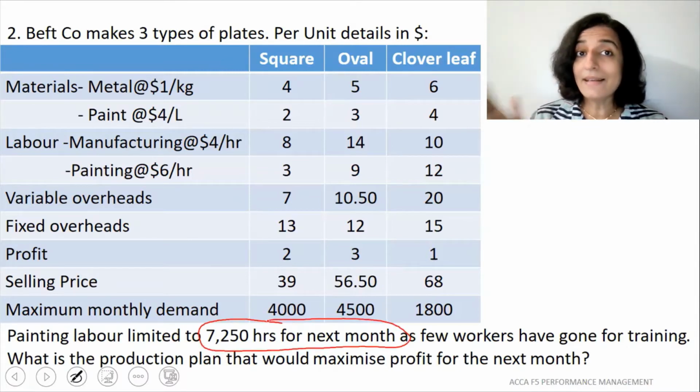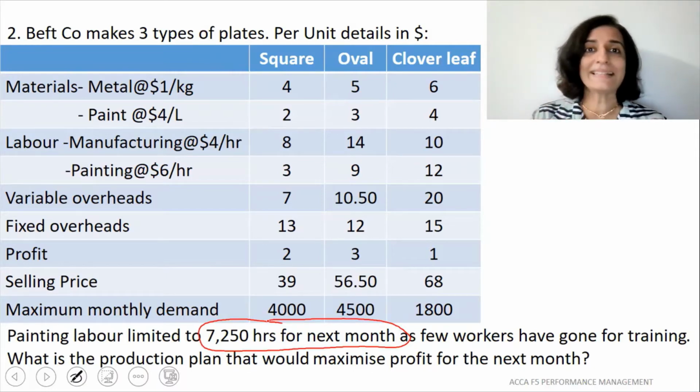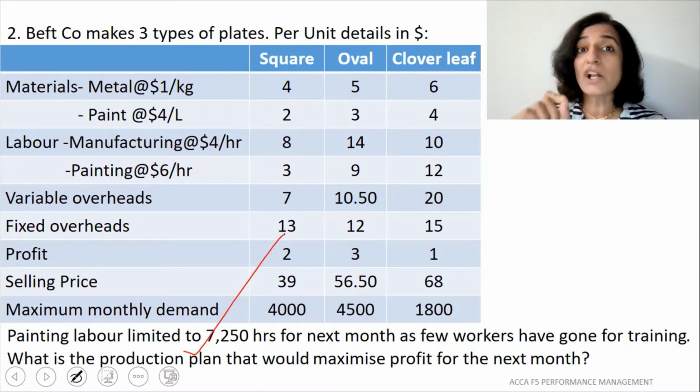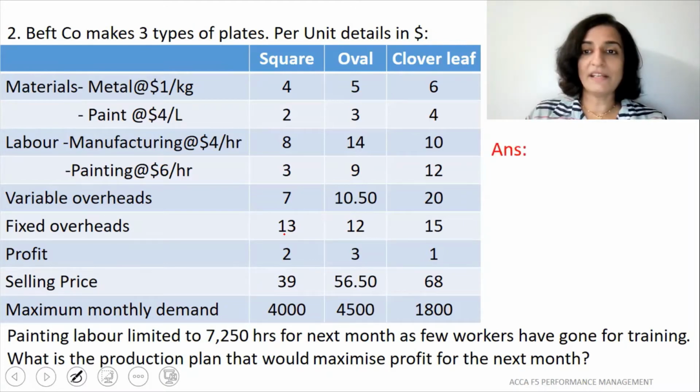See, there is a limiting factor. And what is a limiting factor? Labor hours as far as the painting is concerned. What is the production plan that would maximize profit for the next month? So it is a case of single limiting factor. So how do we solve the problem? So we have to calculate the contribution per direct labor hour. That is for the painting work. So let's start off with the answer.